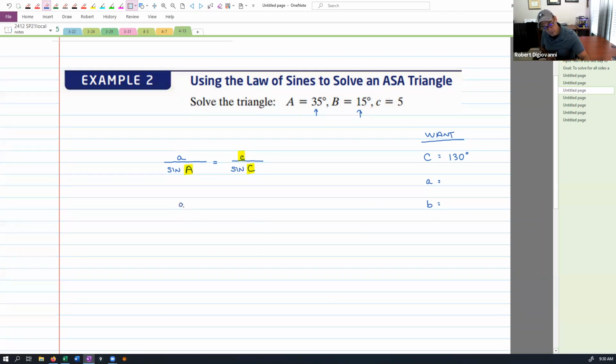So a over sine of capital A, which is 35 degrees, equals c, which was 5, over sine of capital C, which was 130 degrees. Clear the fractions again, so multiply by sine of 35 on both sides, and we get little a must be equal to 5 sine of 35 over sine of 130.